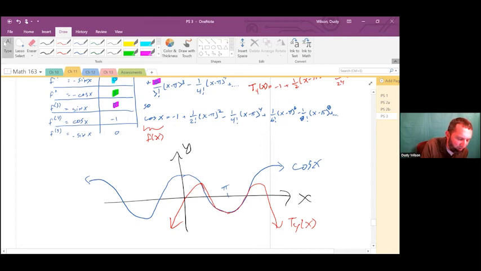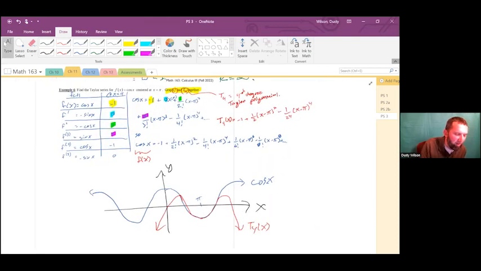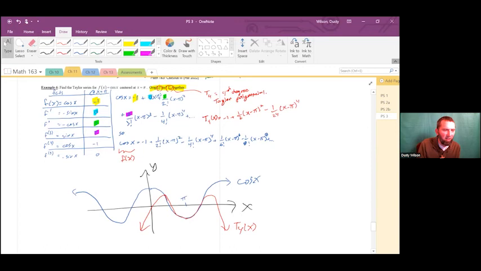Let's check if we've answered the full question. So the question asked us to find the Taylor series for f of x equals cosine x and T4, and graph them together, and we have done that. Yay! So once again, you see the Taylor series gives you a nice approximation for this function, and the center matters. Center point matters because that's where the approximation is most valuable.